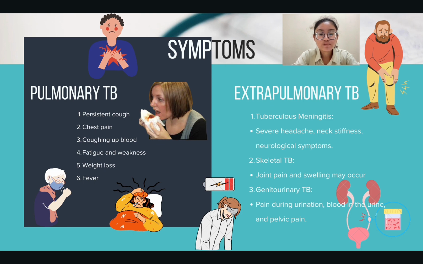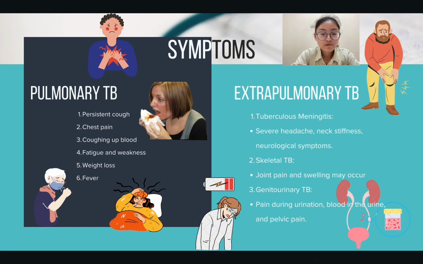Tuberculosis can present with a variety of symptoms. Here are some common symptoms. The first one is persistent coughing. The patient may cough for more than 2 weeks and it may be associated with blood. The patient will also experience chest pain. The pain and discomfort in the chest are often associated with coughing or breathing. The third symptom is coughing up blood.